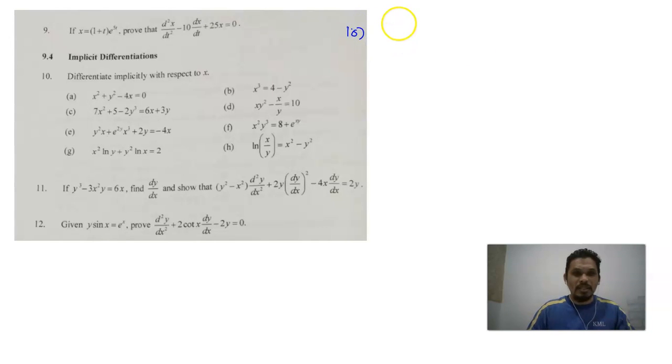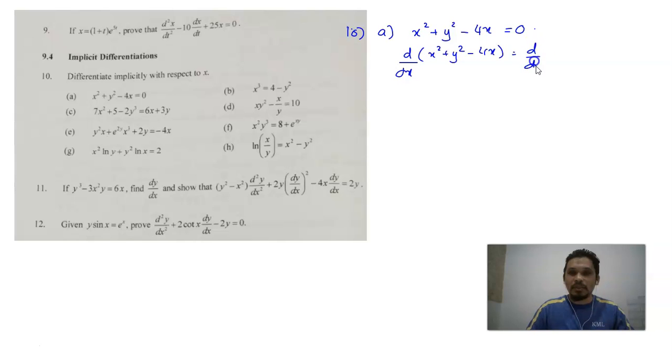Differentiate implicitly with respect to x. For question A, for example: x squared plus y squared minus 4x equals 0. We're going to differentiate one by one here. Differentiate this with respect to x.